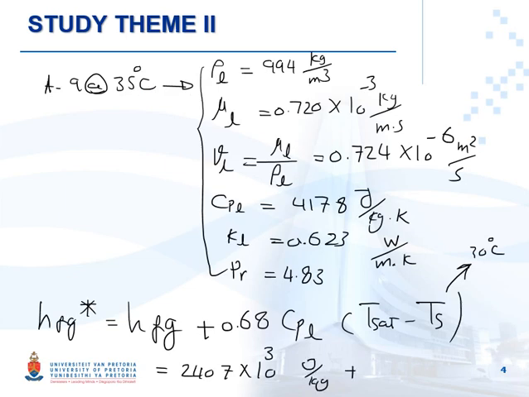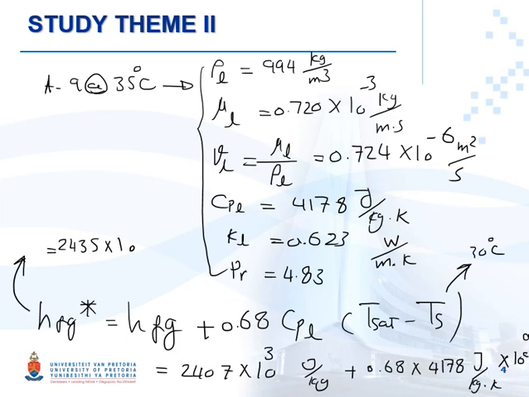joule per kilogram plus 0.68 multiplied by 4178 joule per kilogram Kelvin multiplied by 10 centigrade or Kelvin, and h_fg star will be equal to 2435 times 10 to the power of 3 joule per kilogram. Okay, now we have h_fg star.